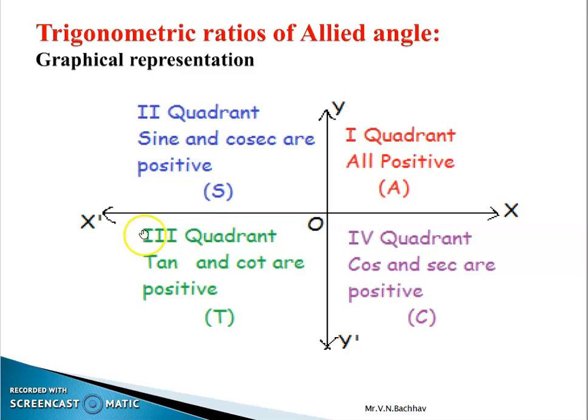Plane YOX dash is called the second quadrant. In the second quadrant, sin and cosec are positive, remaining are negative. Plane X dash OY dash is called the third quadrant. In the third quadrant, tan and cot are positive; sin, cos, sec and cosec are negative. Plane XOY dash is called the fourth quadrant. In the fourth quadrant, cos and sec are positive and remaining are negative.